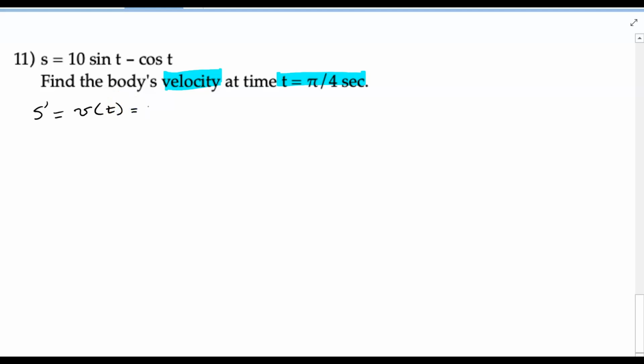v of t. So this is quite easy because they're very simple trig derivatives that we've got to use. The hardest part is probably plugging in the pi over 4, but that's actually not that bad either. So derivative of sine is cosine, so 10 cosine of t minus the derivative of the cosine is negative the sine of t. Okay, and this actually makes for a positive. So we have 10 cosine of t plus the sine of t, and that's the derivative there. All right, nothing to it. This is our v of t, our velocity.